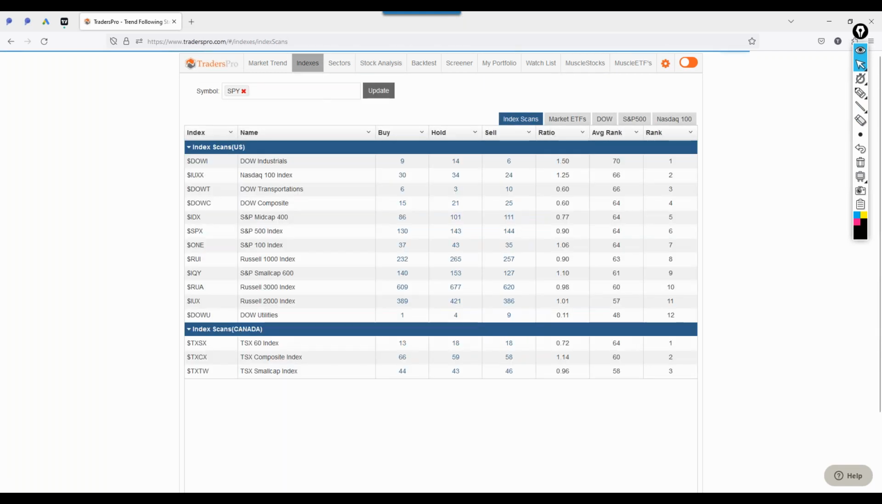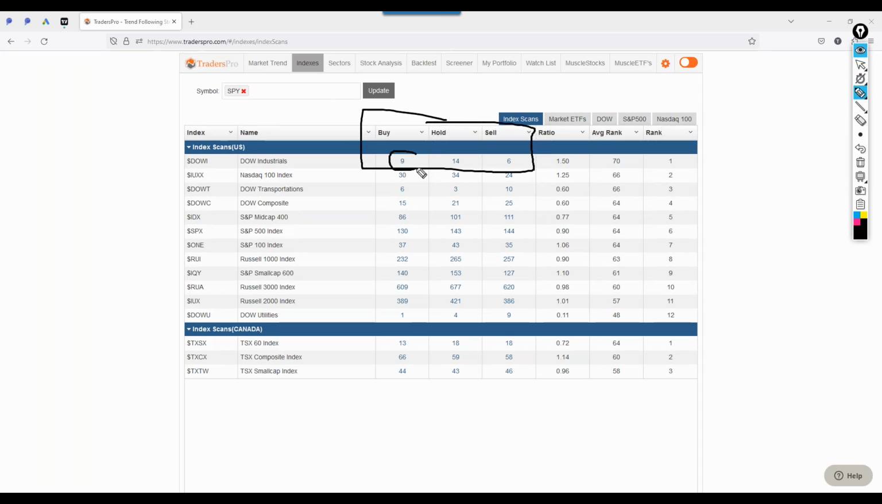We're also seeing indexes, and one of the things I like to look at is the buy, hold, sell setup of the Dow right here. The buy sell ratio is 1.5, which is measuring this number: you have 9 buys and you have 6 sells. If I had 9 buys and 9 sells, obviously this would be 1. My buy sell ratio would be equal. It doesn't count anything in the hold range because they're kind of stuck in the middle.